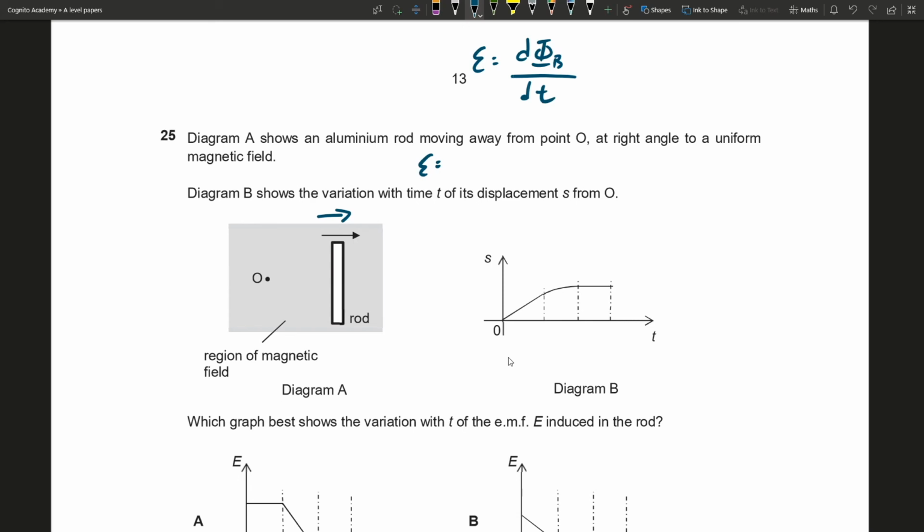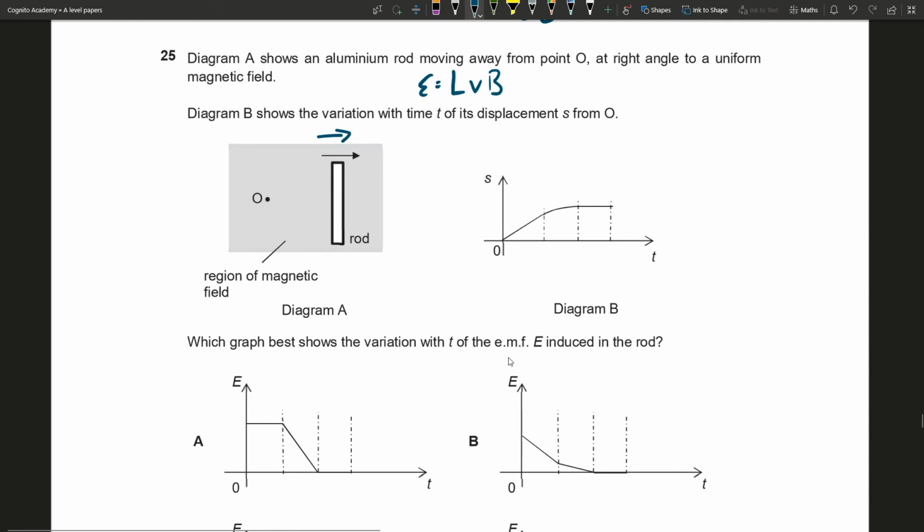Epsilon, which is our induced EMF, equals L, the length of the rod, times v, the velocity of the rod, times B. And usually there will be some angle involved, so cosine of the angle, but because our rod is perpendicular to the field, we don't have to worry about that angle. So now we know that the induced EMF is actually proportional to the velocity.